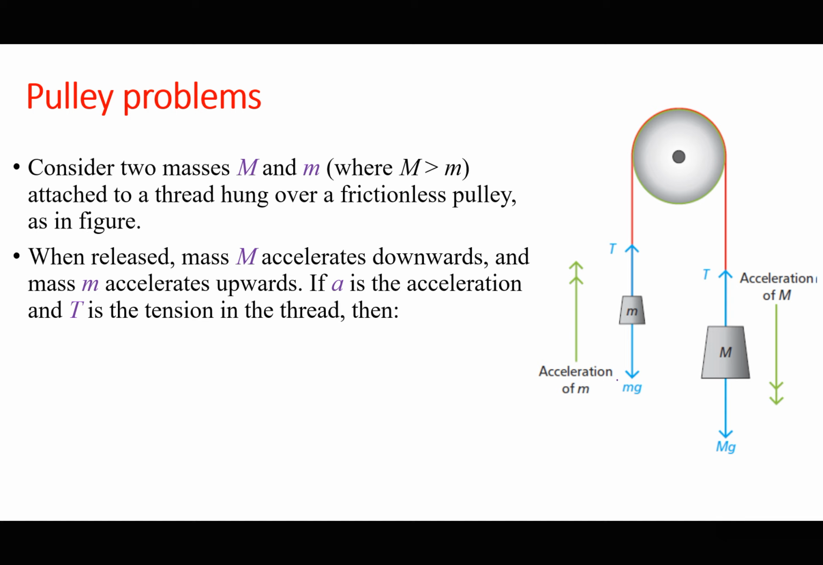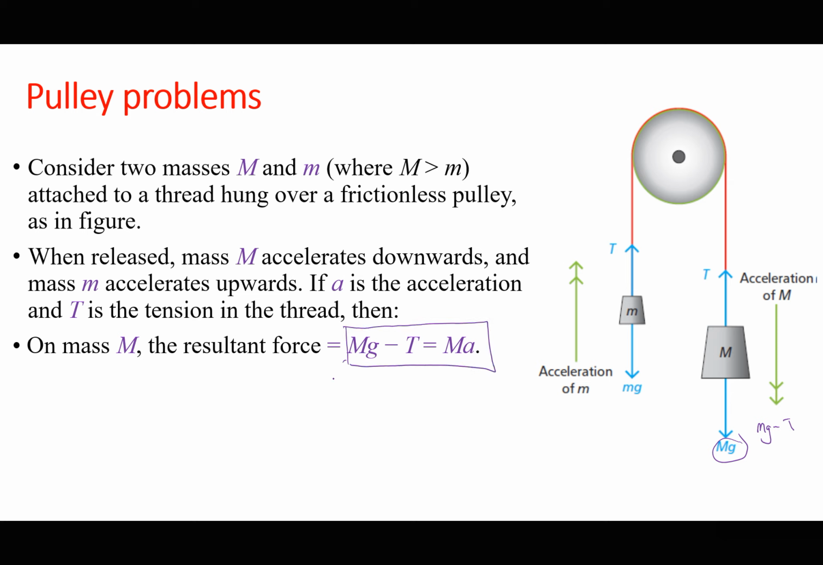If I consider the large mass first, on the mass capital M, the weight downwards is greater than the tension upwards. So the resultant force here is going to be capital Mg minus T, and this is going to be Ma. So Mg minus T is equal to Ma. But if I consider the small mass, which is moving upwards, it means the tension T is greater than the weight mg. So T minus small mg is the resultant force. So on mass small m, T minus mg is equal to ma.